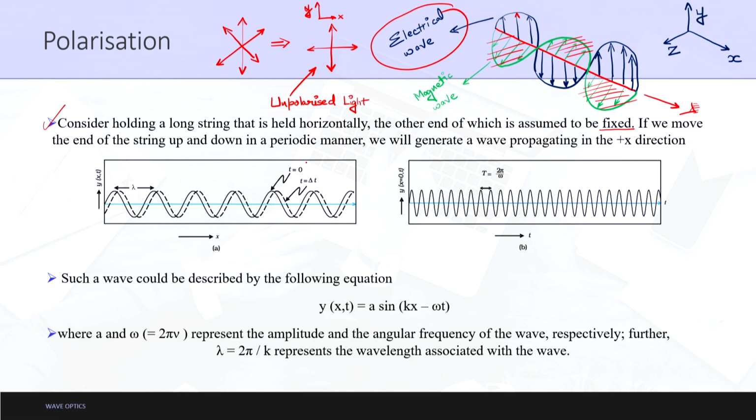As you can see, at t equal to 0 and then at delta t, the wave has moved in this direction. So the wave is propagating in the x direction. Such a wave could be described with the following equation. As I explained in this concept, we are assuming the propagation happens in a sinusoidal form. Therefore, the equation of the wave is y = A sin(kx − ωt).